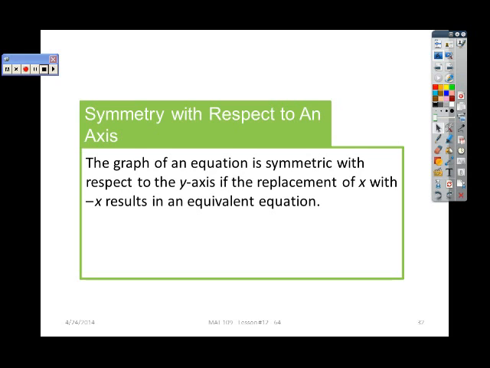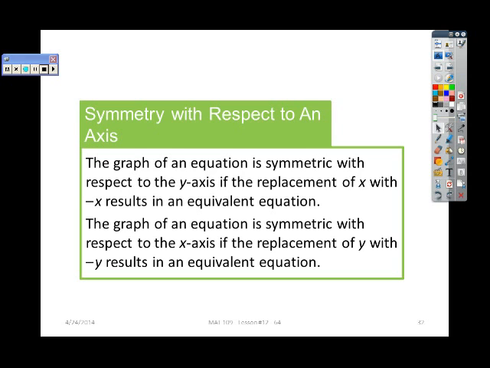So I can take x values over on the right side of the y-axis, if I put the same magnitude but negative x, and if I get the same y values, it's symmetric with respect to the y-axis. Symmetric with respect to the x-axis is if I take y and replace it with -y, and I get the same x values.